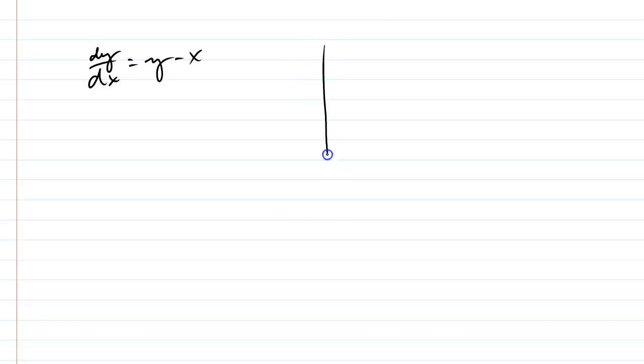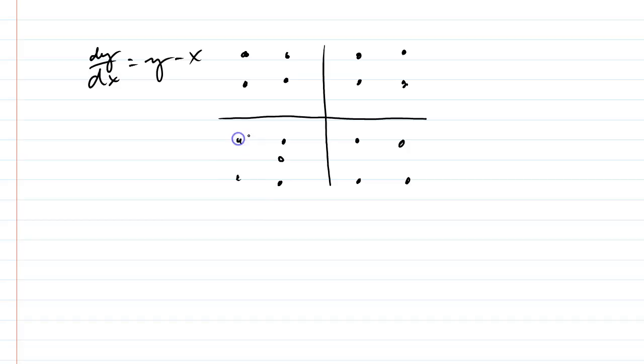So give this a shot. Let's say that you wanted to create a slope field for y minus x. So let's do 2 in every direction. I'm creating the points here. You should pause the video and give this a shot. Find an estimate of what the slope would look like at each one of those points.